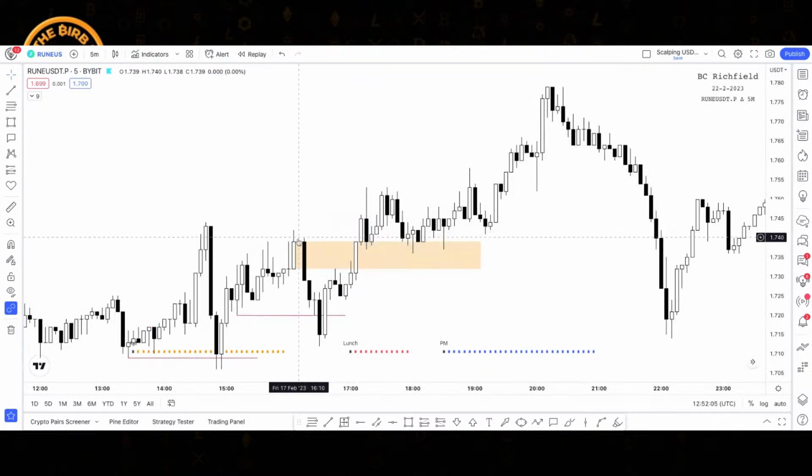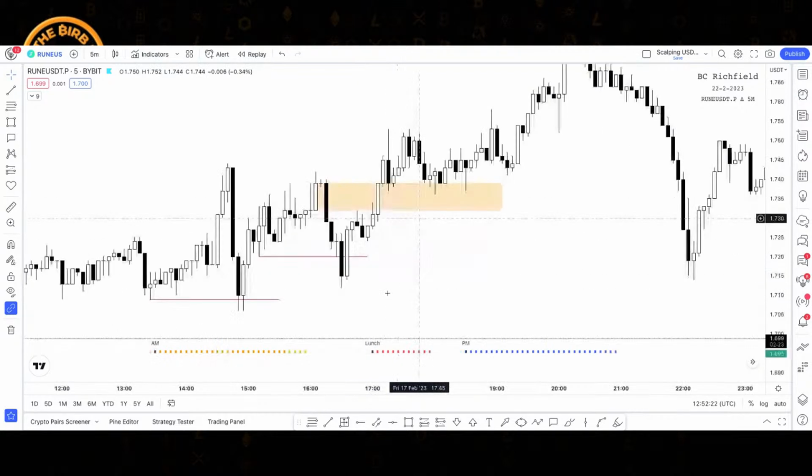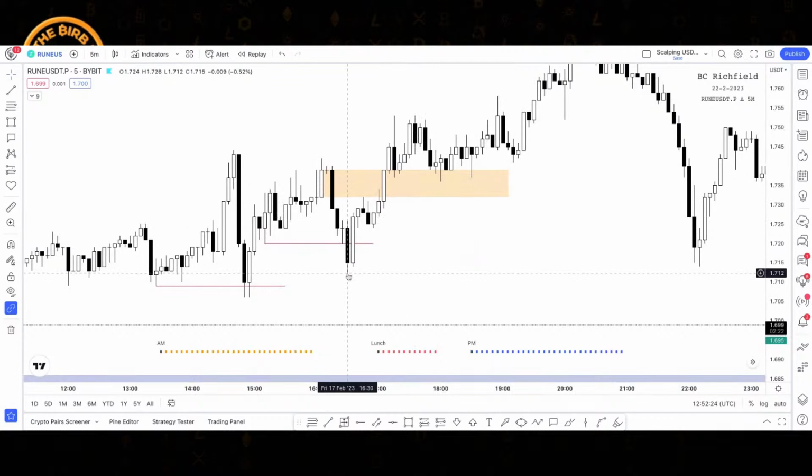So what I'm looking for here is I want to see that sweep. I want to see that generation of liquidity, right? And I then want to see price move away, shifting structure, which we do here by closing above this high. When we get this close and price moves away, I activate my order on here, and then my stop loss just goes below the swing low.